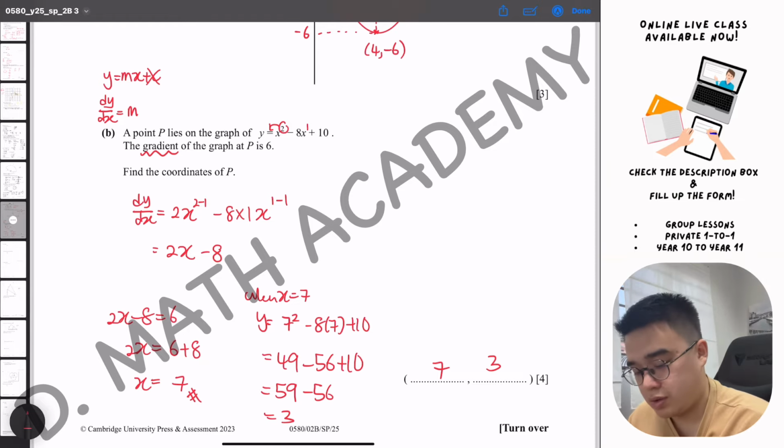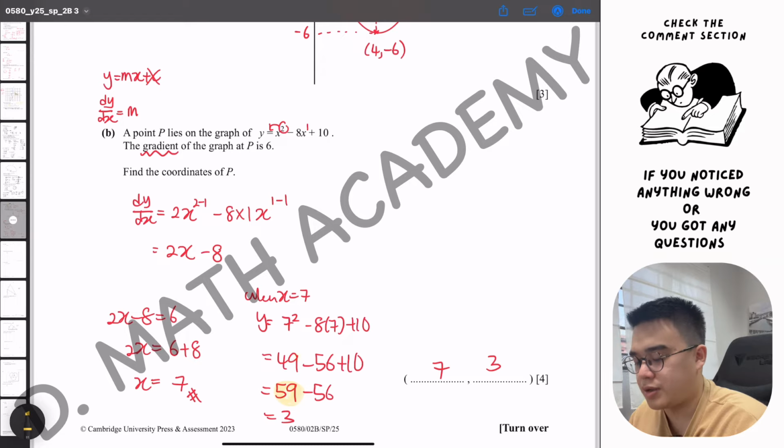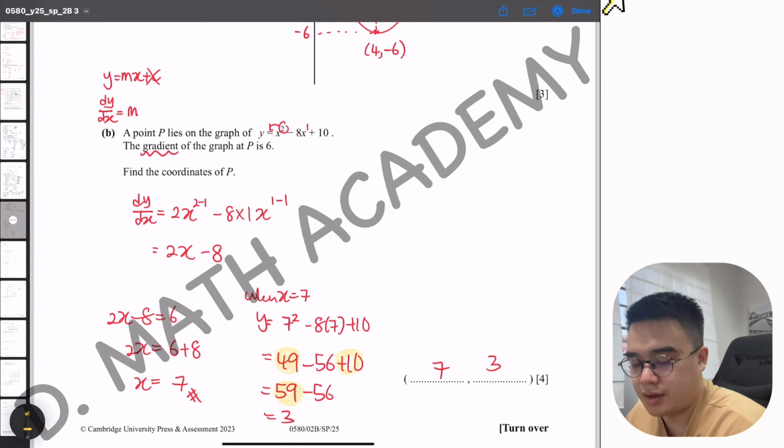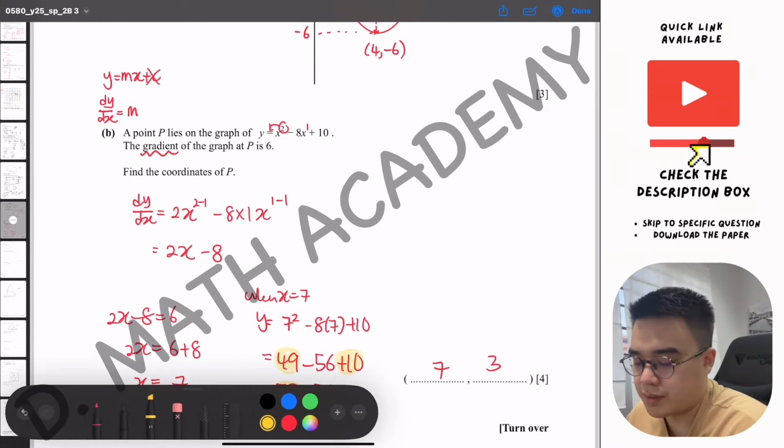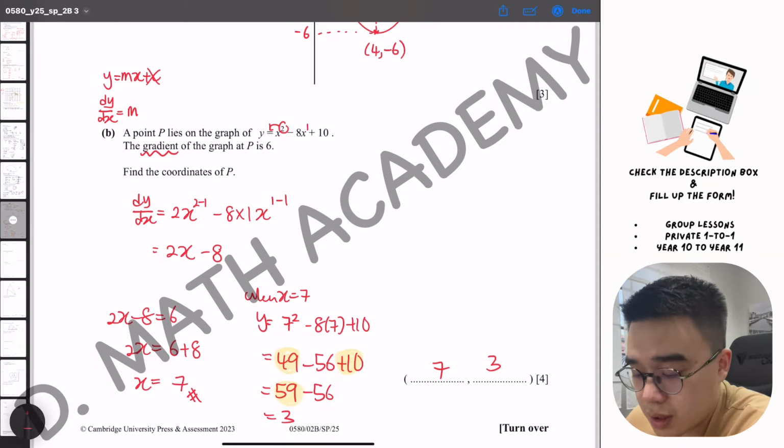If you wonder where the 59 came from, it's actually a total of 49 plus 10. I'm making it a bigger positive number first before I perform the final calculation.